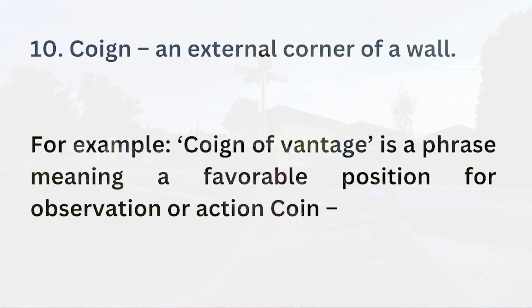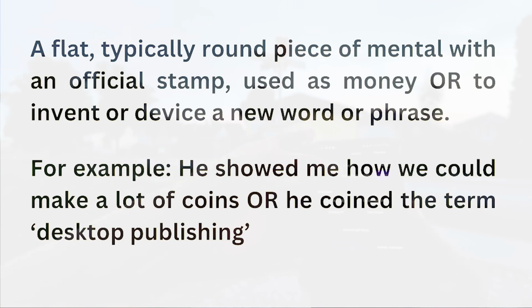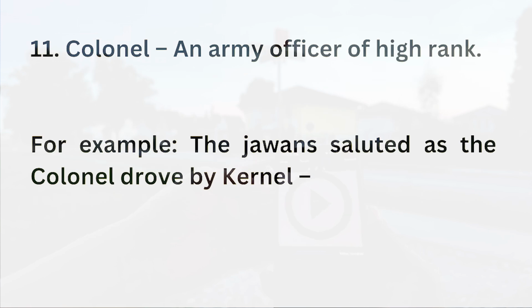10. Coign. An external corner of a wall. For example, coign of vantage is a phrase meaning a favorable position for observation or action. Coin. A flat, typically round piece of metal with an official stamp used as money, or to invent or devise a new word or phrase. For example, he showed me how we could make a lot of coins, or he coined the term desktop publishing.